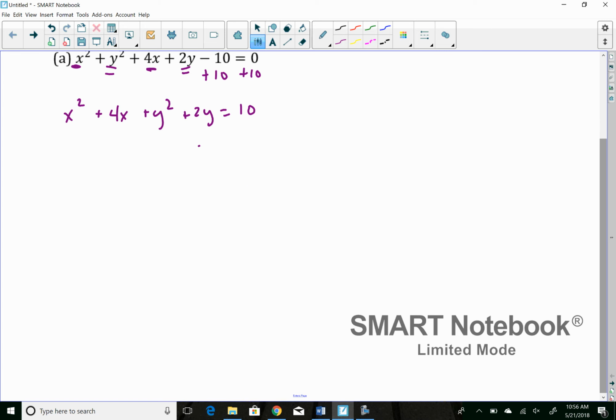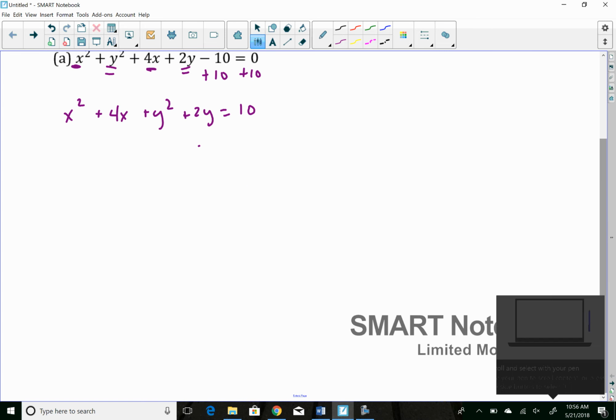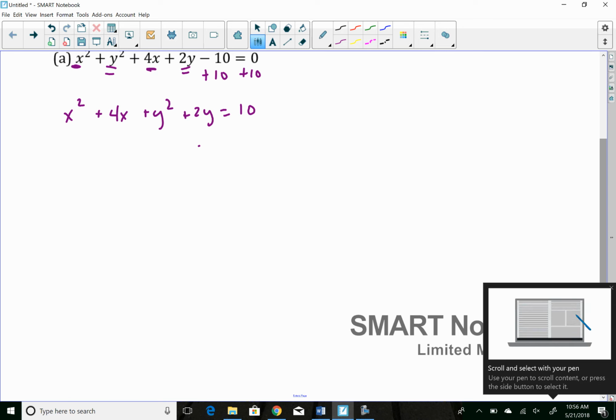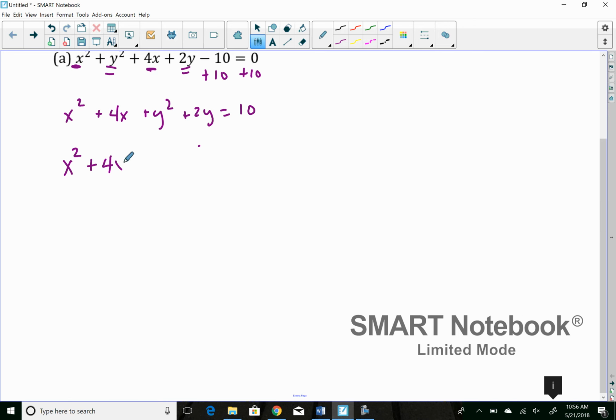And if we go from there, we then have to figure out the numbers to add in here to complete the square. So the number that I'm going to add in for the x's is 4, because half of 4 is 2, and 2 squared is 4. That's where that number comes from. The number I'm going to add in for the y's is 1, because half of 2 is 1, and 1 squared is 1. Meaning I'm going to add 4, and I'm going to add 1 to the other side as well.